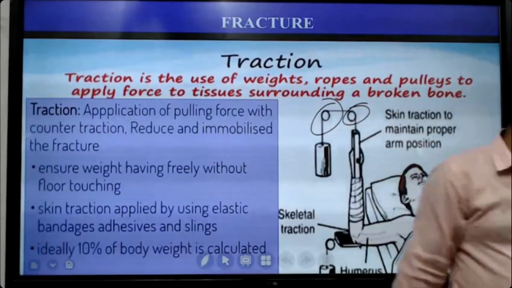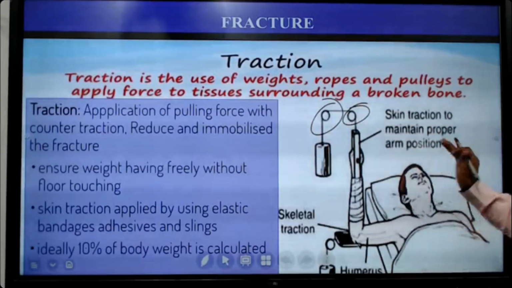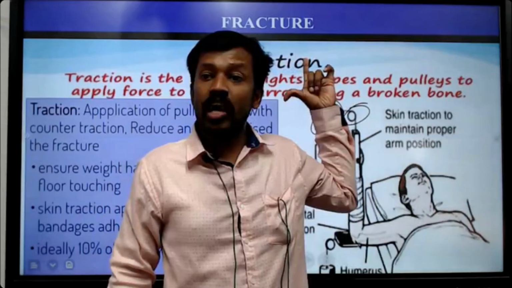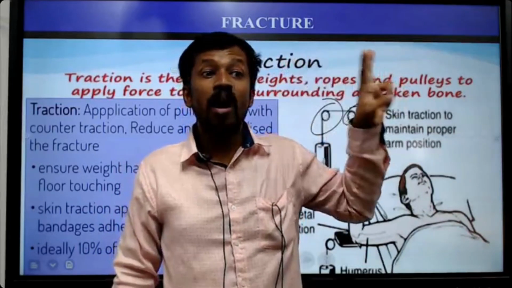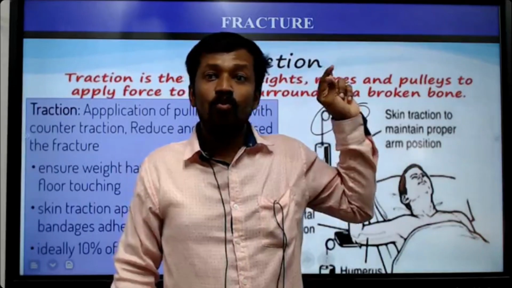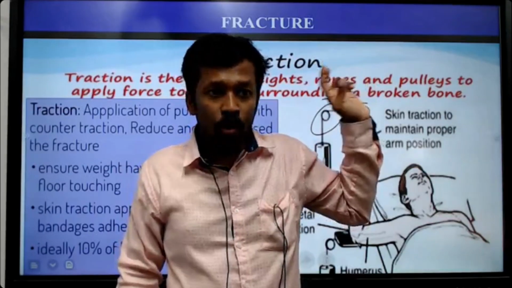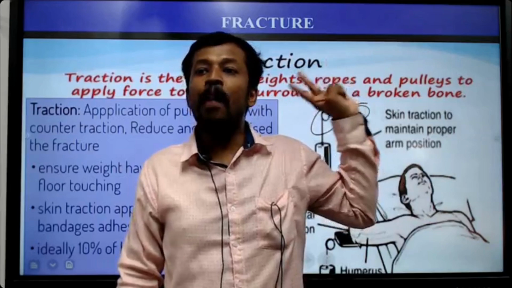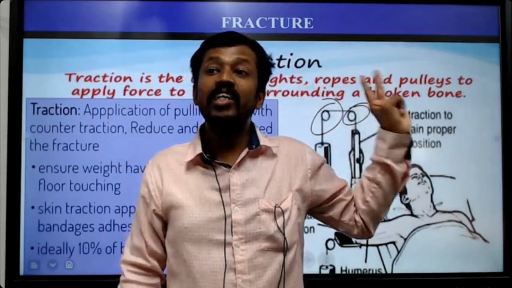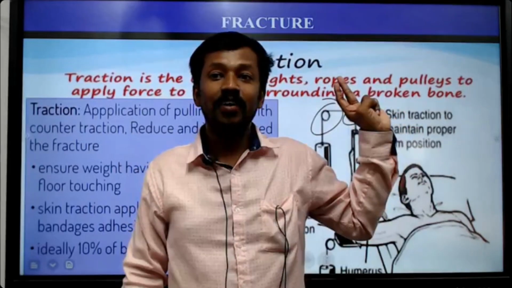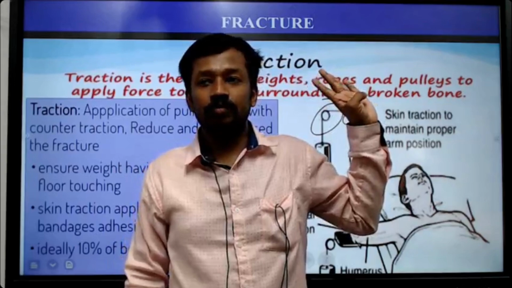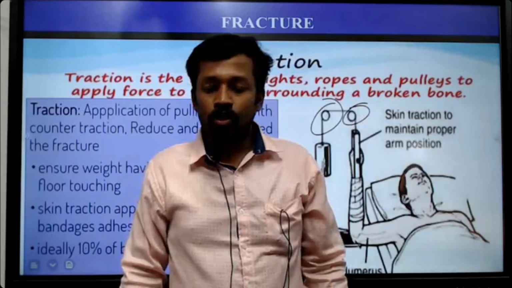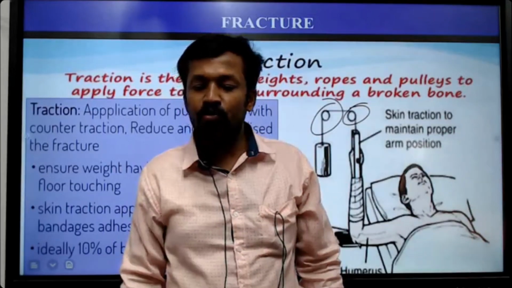Then cast. What are the types of cast? Okay, before that, one more important point. What is the maximum weight we can put in skin traction and skeletal traction? In skin traction, the maximum weight is 4.5 to 9 pounds, which is 2 to 4 kg. That is the maximum weight we can put for skin traction.